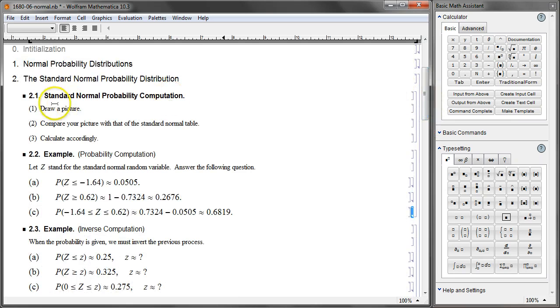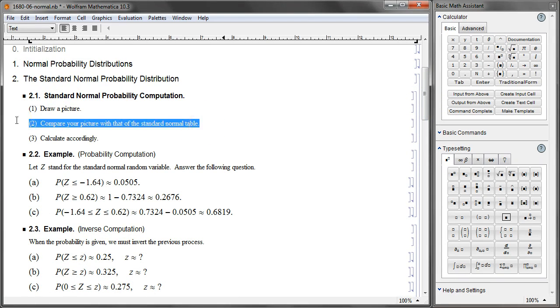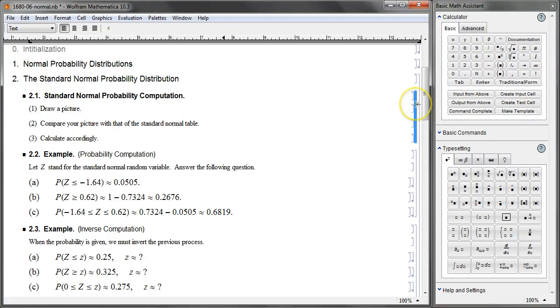Remember these. Draw a picture, step 1. Compare your picture with that of the standard normal table and then calculate. Calculation, or doing something mathematical, actually comes in step 3. Drawing a picture is number 1 and number 2. They are far more important.